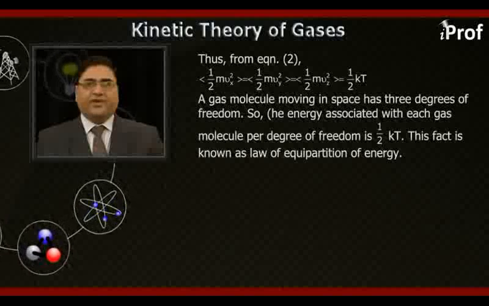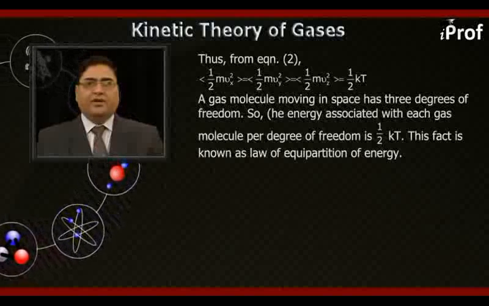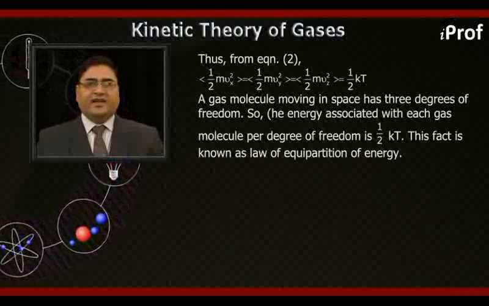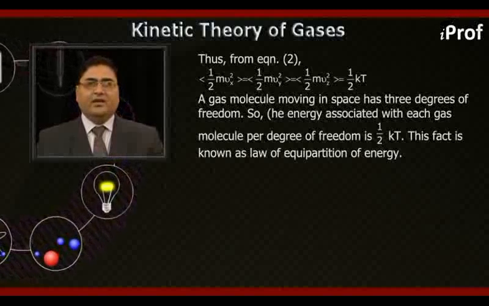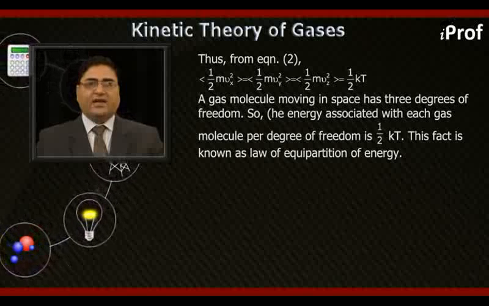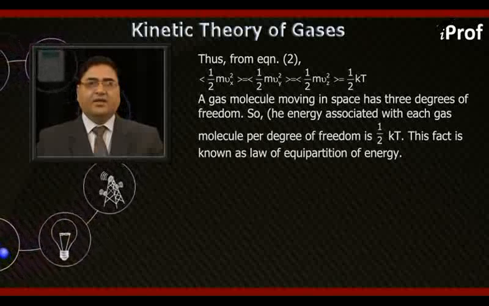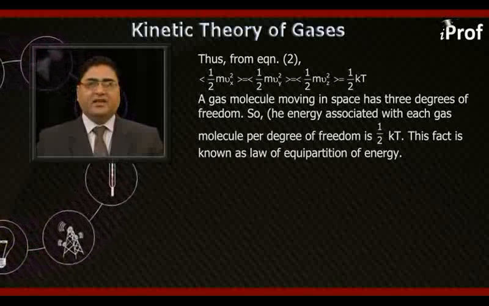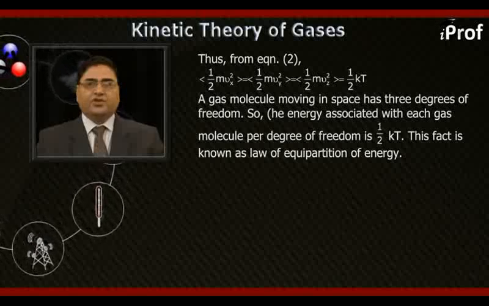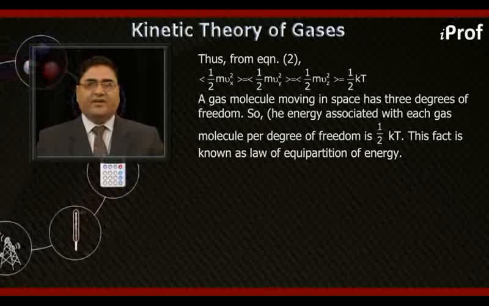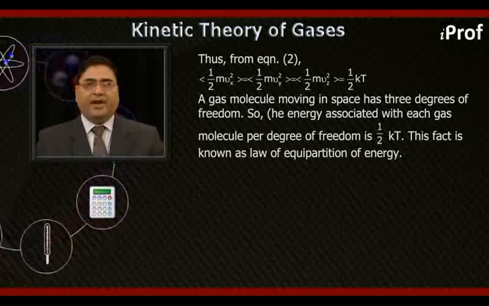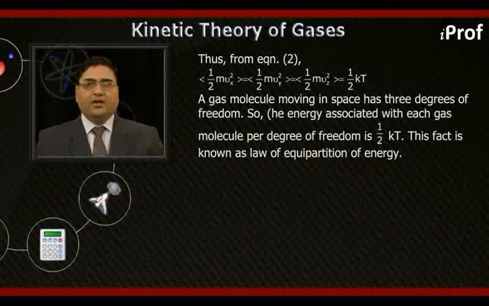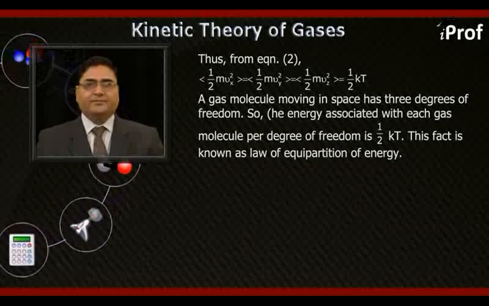Thus, from equation 2, average kinetic energy in x, y and z directions, that is half m vx square equal to half m vy square equal to half m vz square equal to 1 by 2 kT. A gas molecule moving in space has 3 degrees of freedom. So, the energy associated with each gas molecule per degree of freedom is half kT. This fact is known as law of equipartition of energy.